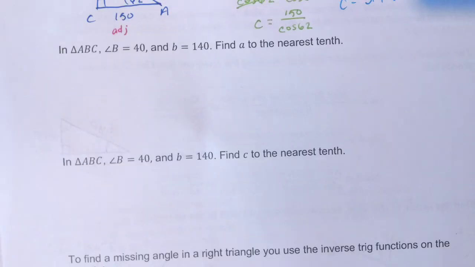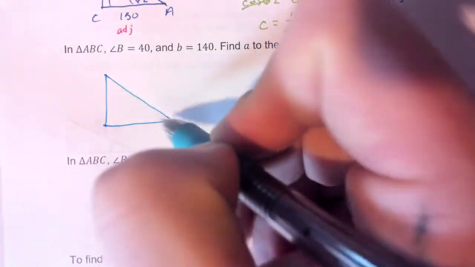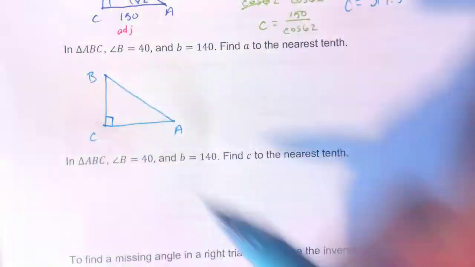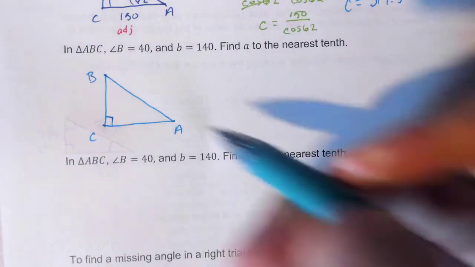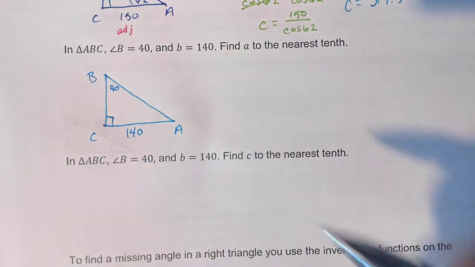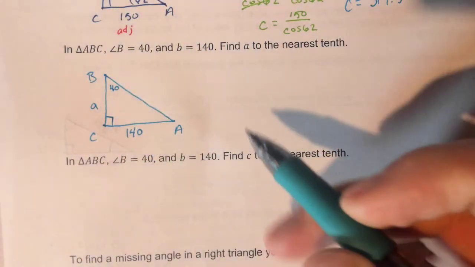Okay, let's do a couple more. We've got triangle ABC once again, so let's draw a right triangle. C is the right angle. I like to put A there and B there. You can change it up if you want. This time they give us angle B is 40. Lowercase b, that's the side across from capital B, is 140. We're asked to find lowercase a, so that would be over here across from capital A.